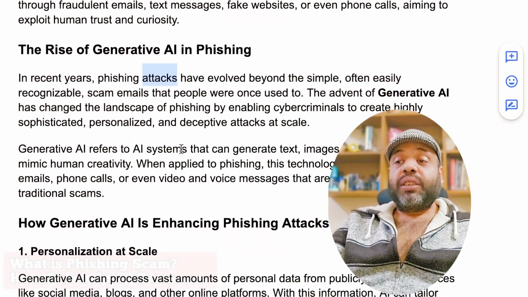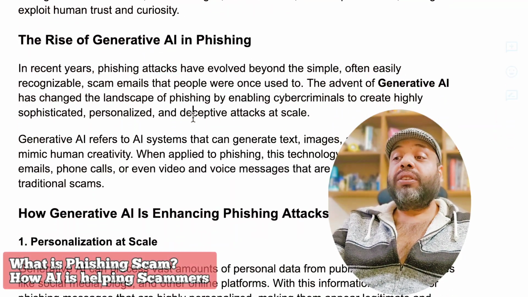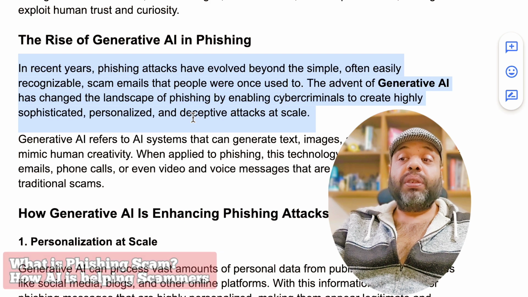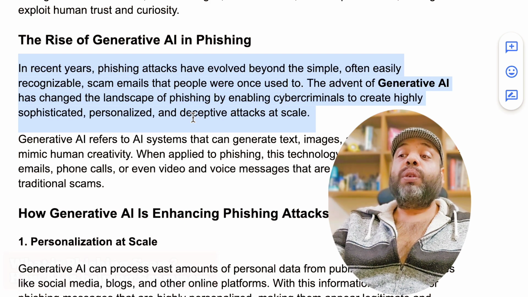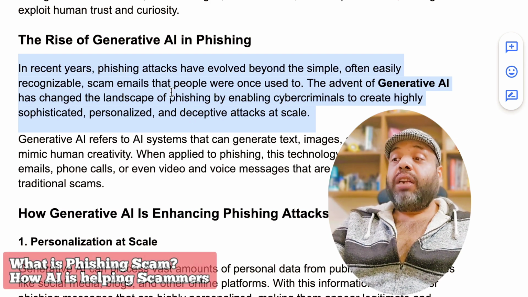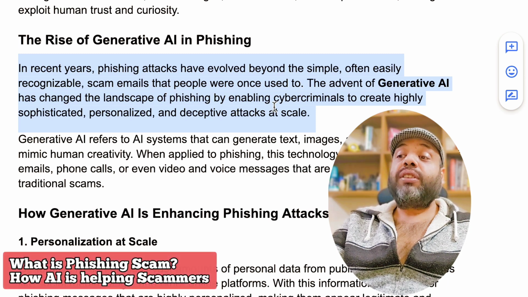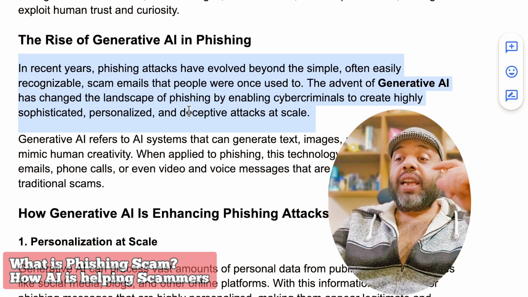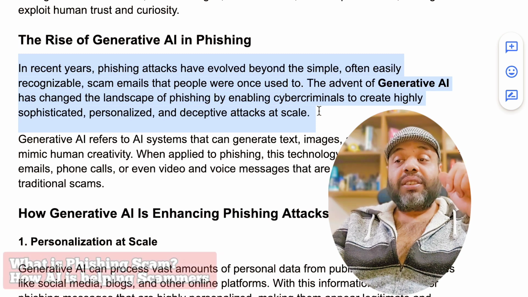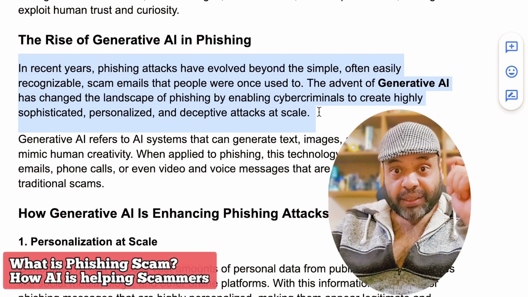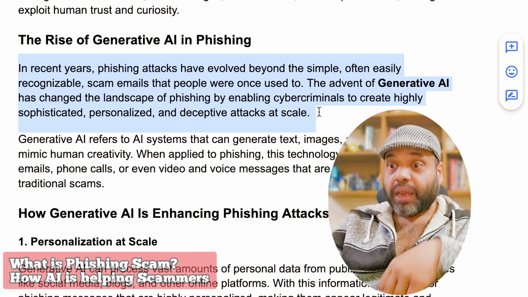In recent years, phishing attacks have evolved beyond the simple, often easily recognizable scam emails that people were once used to. The advent of generative AI has changed the landscape of phishing by enabling cyber criminals to create highly sophisticated, personalized, and deceptive attacks, and at scale, right? That's the keyword here again.